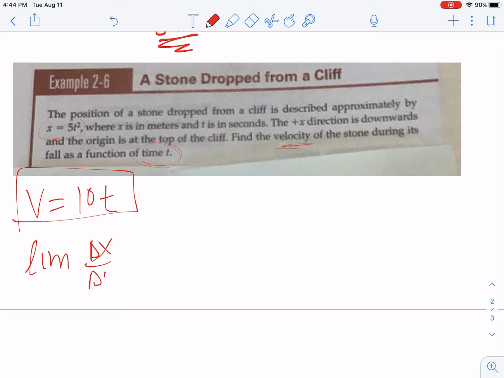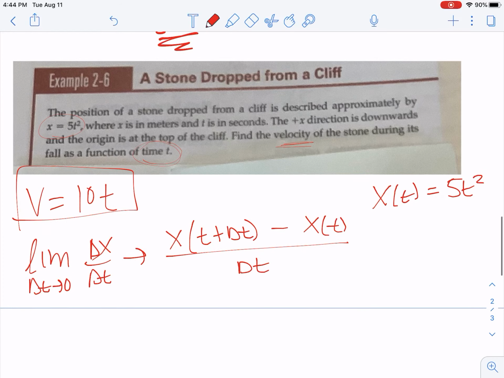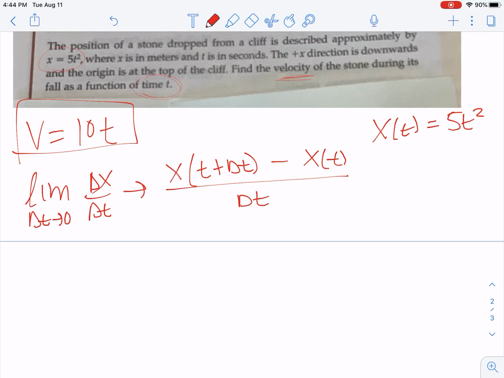So once again, the limit definition says that it's going to be delta x over delta t as delta t goes to 0. So that means it's going to be x of t plus delta t minus x of t, over delta t. So here we actually know that x of t is equal to 5t squared. So we have that. The function here is t. So the hardest part is figuring out what this is.